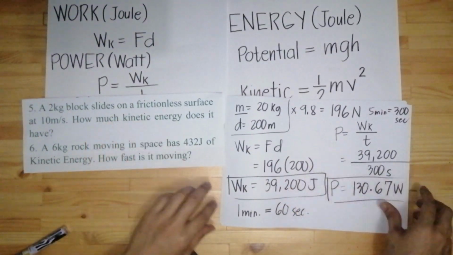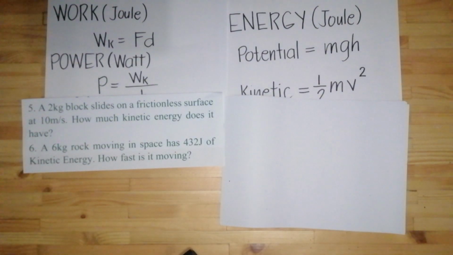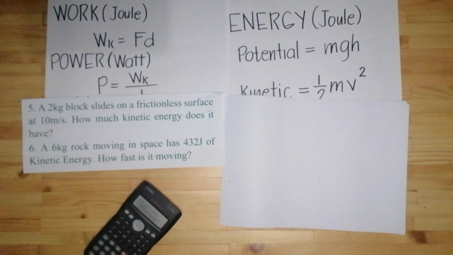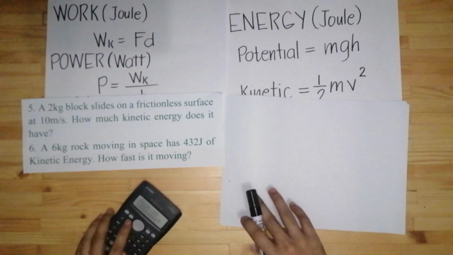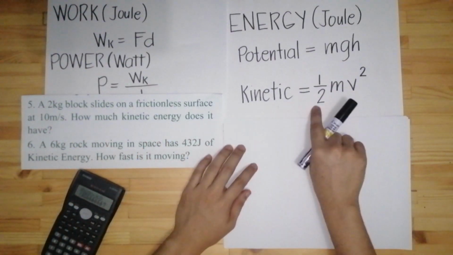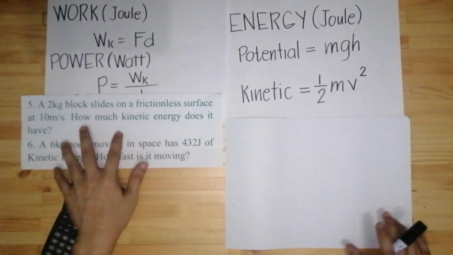Okay, this is the problem for number 5. A 2 kilogram block slides on a frictional surface at 10 meters per second. How much kinetic energy does it have? So, kinetic energy has a formula of 1/2 mv squared. So, what are the given?